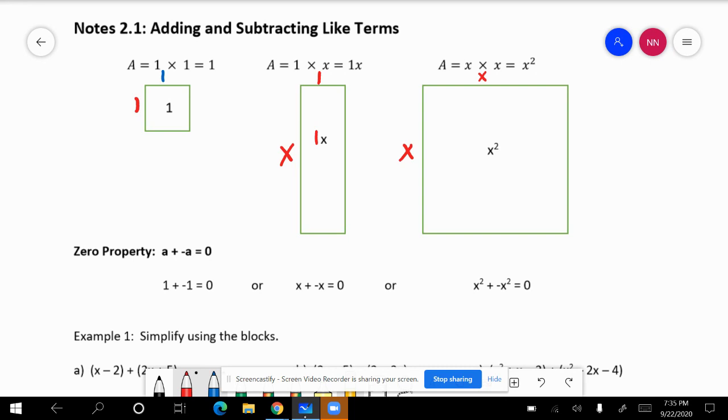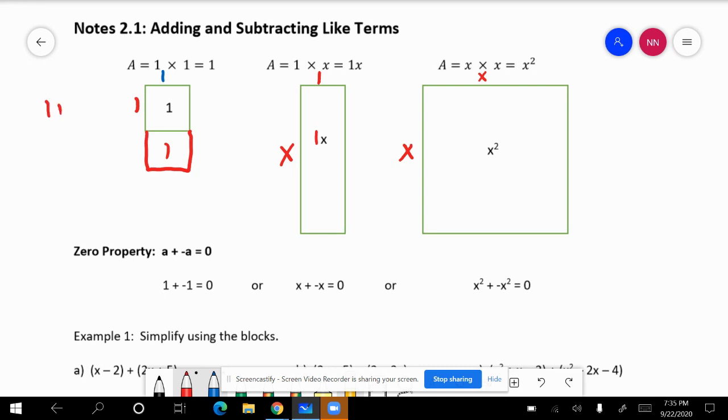Now, when we're visually looking at these, we notice that they're all different. That tells us that we can't add a number with an x, and we can't add an x with an x squared because they're not the same shape. Whereas we could add two ones together because they're two ones.